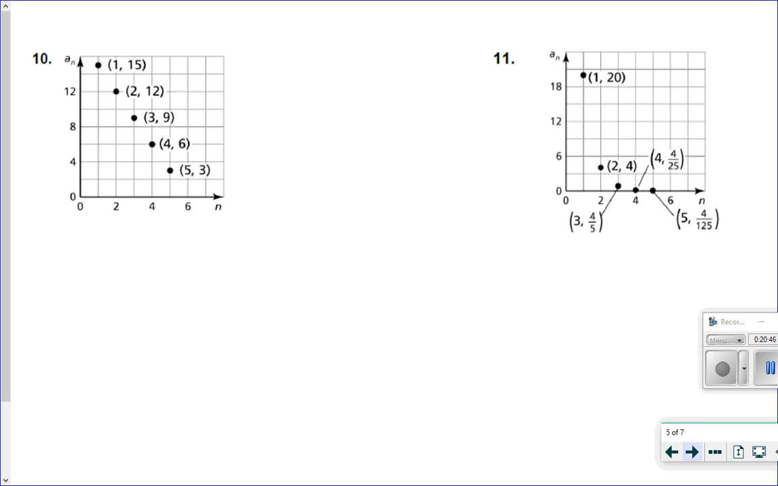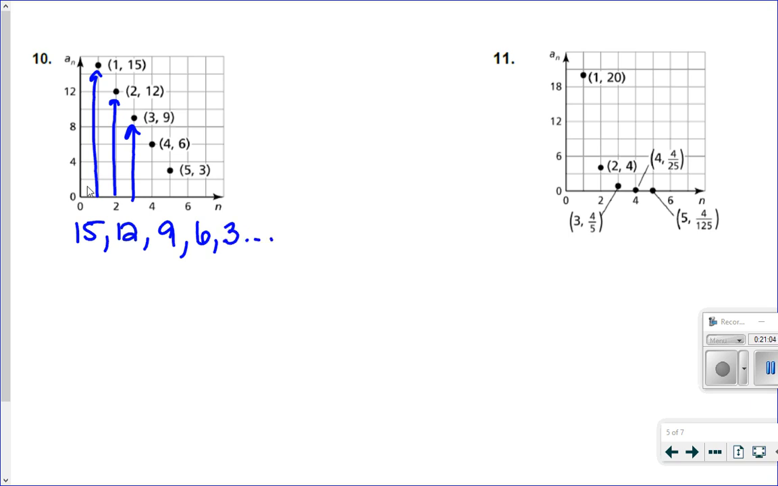All this is telling me is that the first term in this sequence was 15, that the second term was 12, that the third term was 9, and that the fourth was 6, and then the fifth was 3. So this graph is just telling me that the x is telling me what term it was, the y is telling me the actual sequence value. So it's just kind of the reverse of the graphing we were doing on the front. Now we're just going in the other direction.